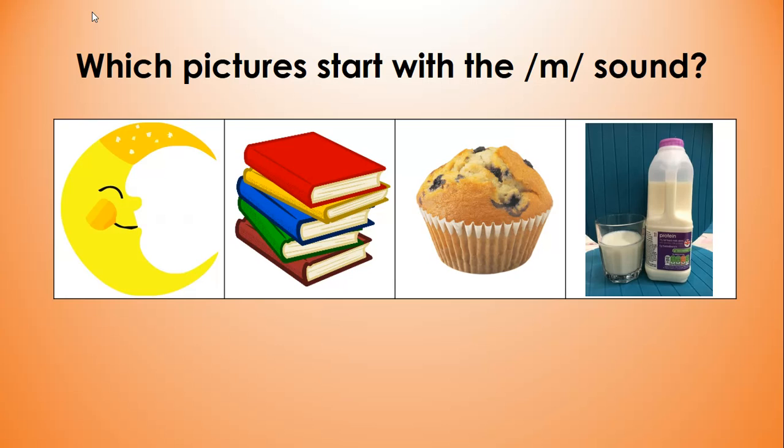The pictures up on the screen are moon, books, muffin, and milk. You can say them with me: moon, books, muffin, milk. Which pictures start with the sound made by the letter M? Let's go picture by picture.